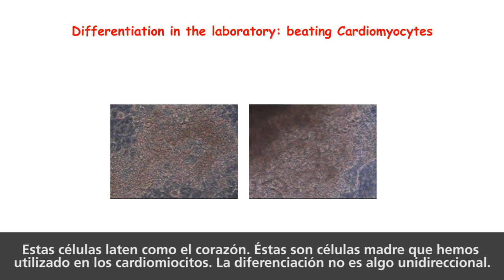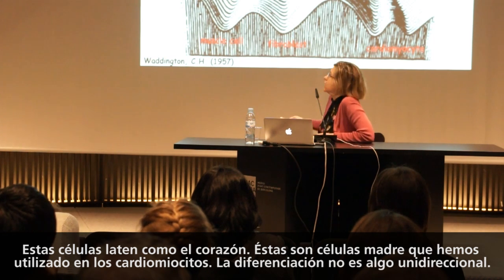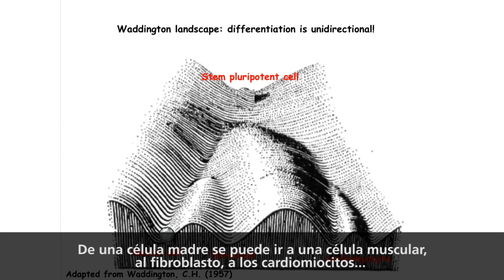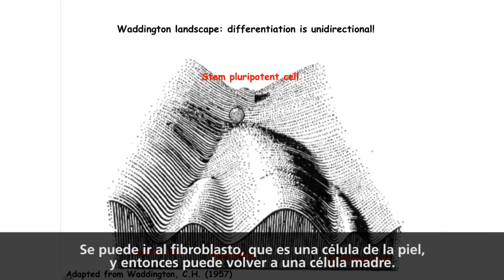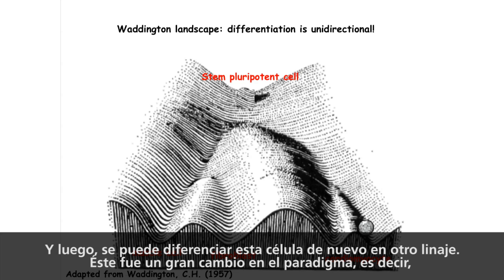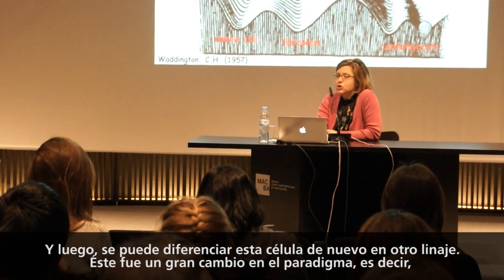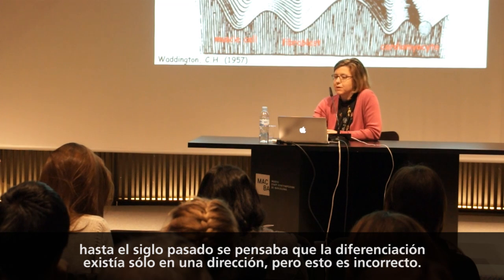These cells, they beat like the heart. A stem cell that we have induced to differentiate into a cardiomyocyte in the lab. Differentiation was thought to be unidirectional. From a stem cell, you can go to a muscle cell, to a fibroblast, to a cardiomyocyte. You can go to a fibroblast, that is a skin cell, and then you can go back to a stem cell, and then you can differentiate this cell again into another lineage. So this was really a change of paradigm. Up to the last century, it was thought that differentiation was unidirectional, but this is wrong.